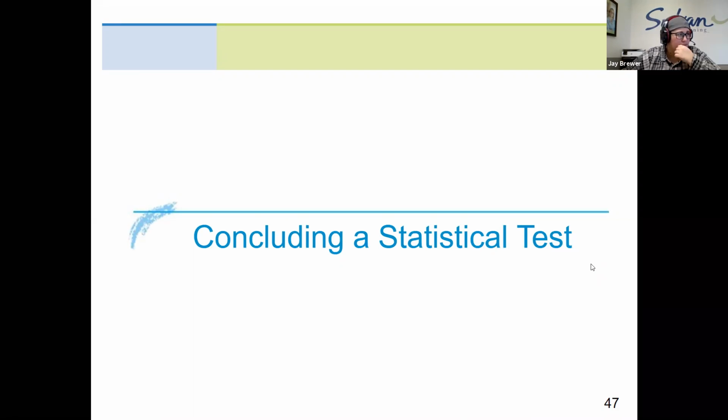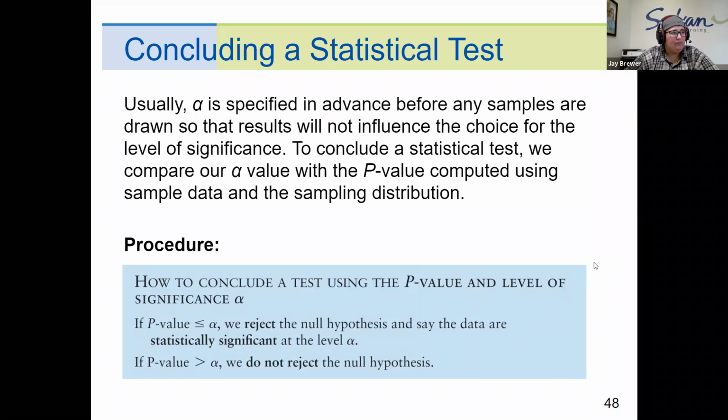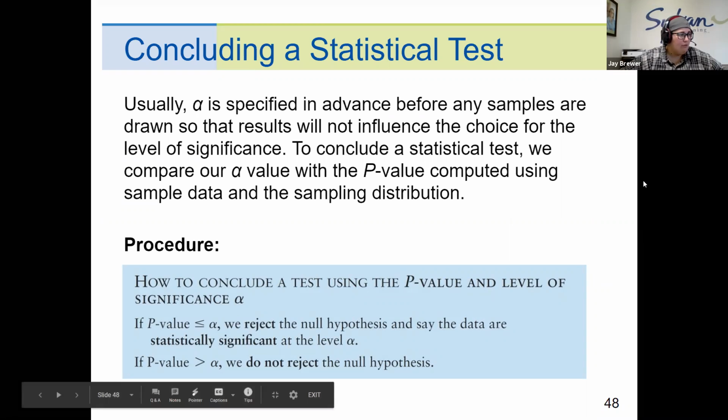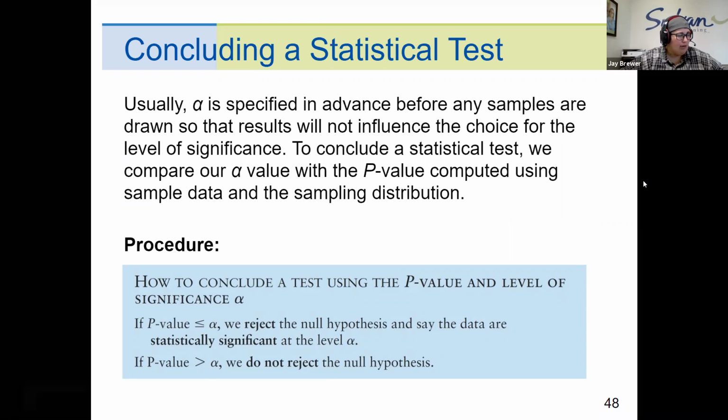Concluding a statistical test: usually alpha is specified in advance, before any samples are drawn, so that the results will not influence the choice for the level of significance. To conclude a statistical test, we compare our alpha value with the p-value computed using the sample data and the sampling distribution. Procedure: how to conclude a test using a p-value and a level of significance alpha. If the p-value is less than or equal to alpha, we reject the null hypothesis and say the data are statistically significant at the level alpha. If the p-value is greater than alpha, we do not reject the null hypothesis.